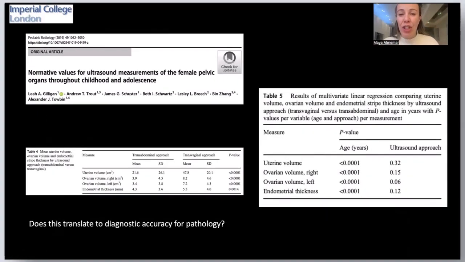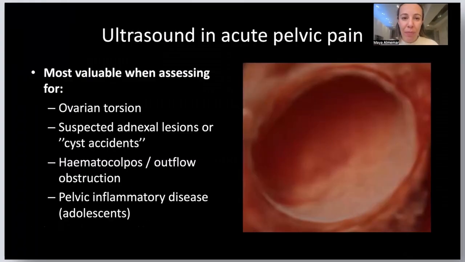Very neatly, this study showed that where possible, they were able to compare transabdominal and transvaginal imaging, and you could see that actually the size of the uterus, the thickness of the endometrium, and the size of the ovaries was very comparable, and there was good concordance in terms of the measurements and the exact size of these very important organs. Now, what we don't know, and we don't have as much good quality data, is does this translate into diagnostic accuracy for pathology when using transabdominal imaging?